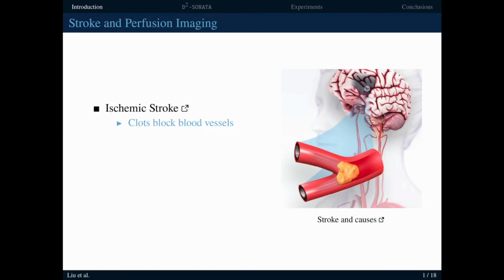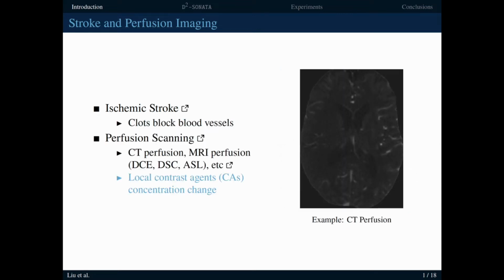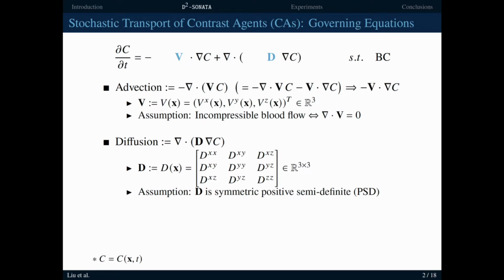Usually, ischemic strokes are caused by clots that block blood vessels. Perfusion scanning usually provides information on the injected local contrast agent's concentration, a space-time changing video. In our paper, we model the transport of those contrast agents by a stochastic advection diffusion PDE.